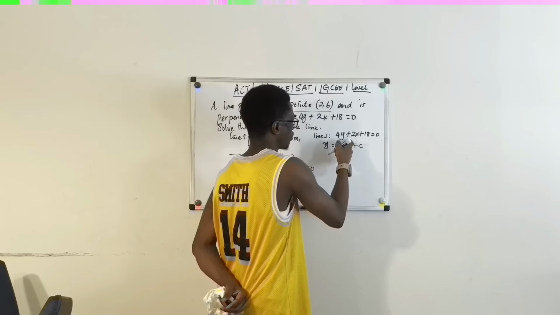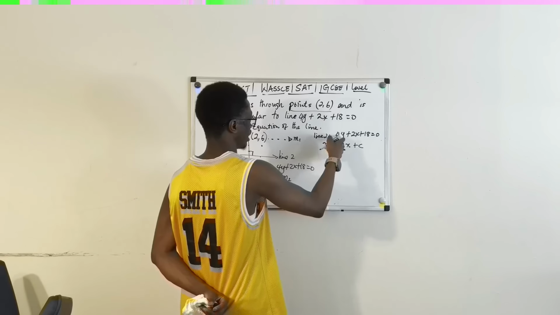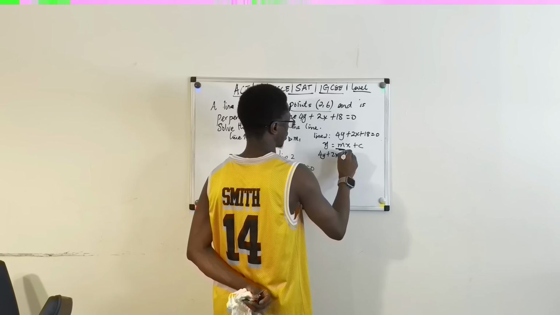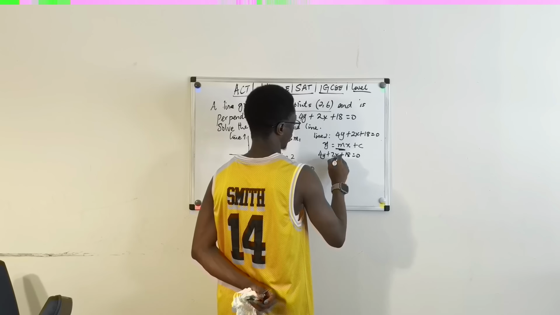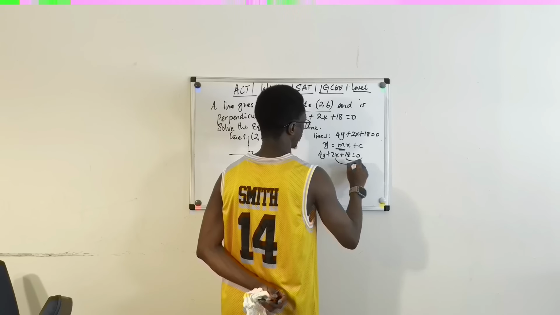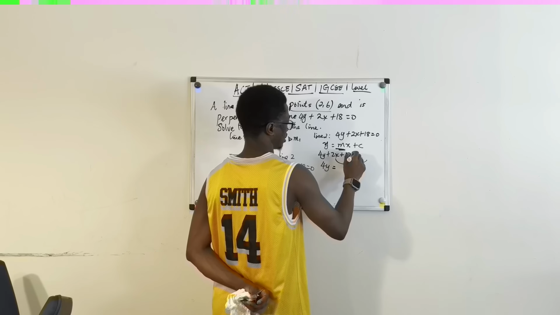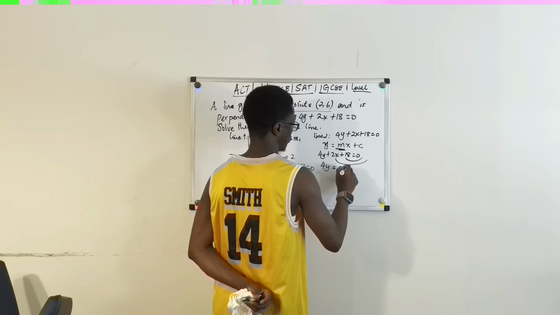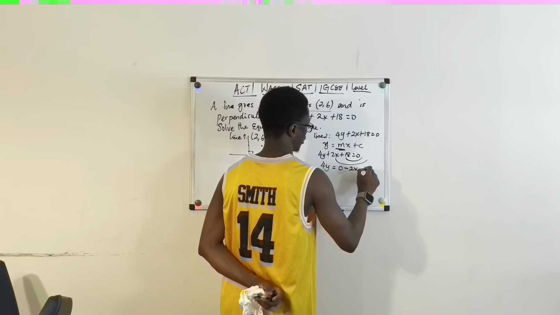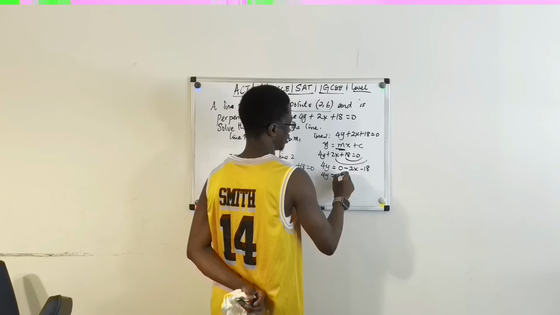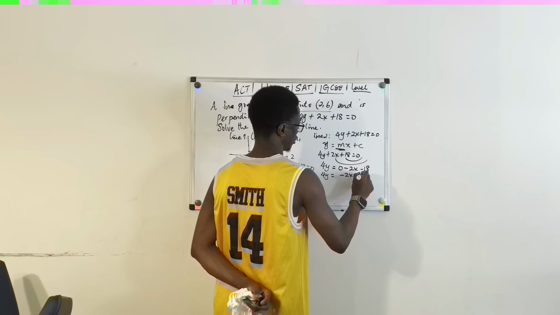Okay, so let's write this one in this form. How do we do that? We have 4y plus 2x plus 18 equals 0. Let's transpose this. We'll make 4y equals, this now equals to 0, here minus 2x minus 18. So this becomes 4y equals minus 2x minus 18.